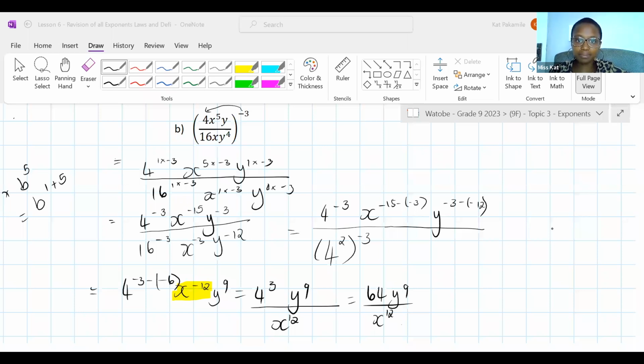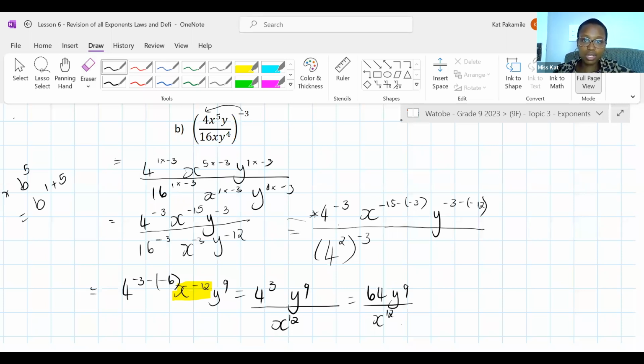Hi, Batabile. Hello, ma'am. Ma'am, I can't understand from step 3. Okay, which one is step 3? Is this step 3, or is this step 3? Ma'am, the one with the 4. Yes. Okay, remember guys, we want to make our work easier over here.